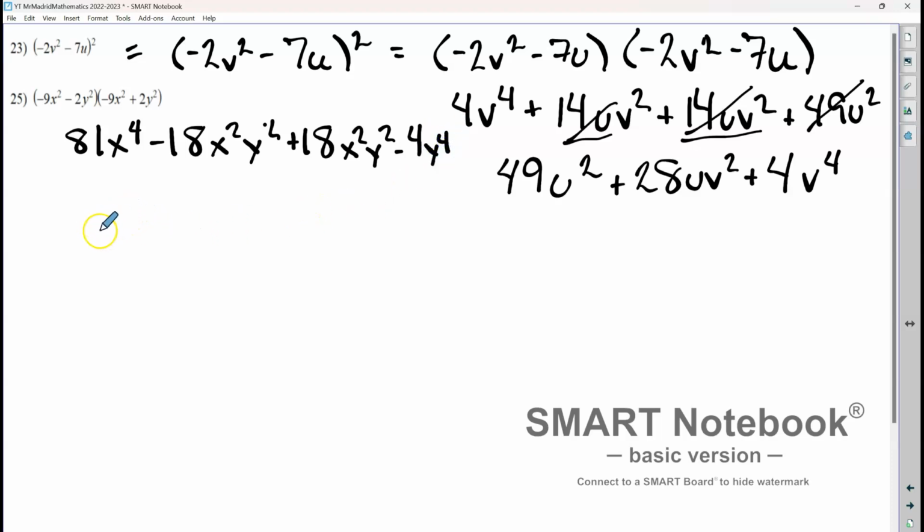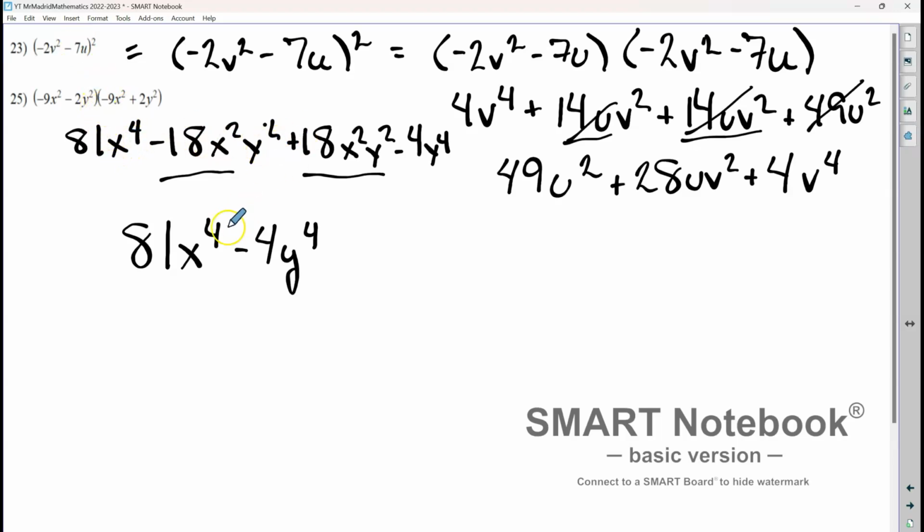Before I do anything, notice this situation. I got a minus 18x squared y squared plus 18x squared y squared. These are like terms, but they cancel each other out. That's what's special about these difference of squares. They always do that. So I'm going to put 81x to the 4th minus 4y to the 4th. And again, what's special, and you should have looked this up in your definitions, is that with these difference of squares, the middle terms cancel out, and that's something to be on the lookout for.